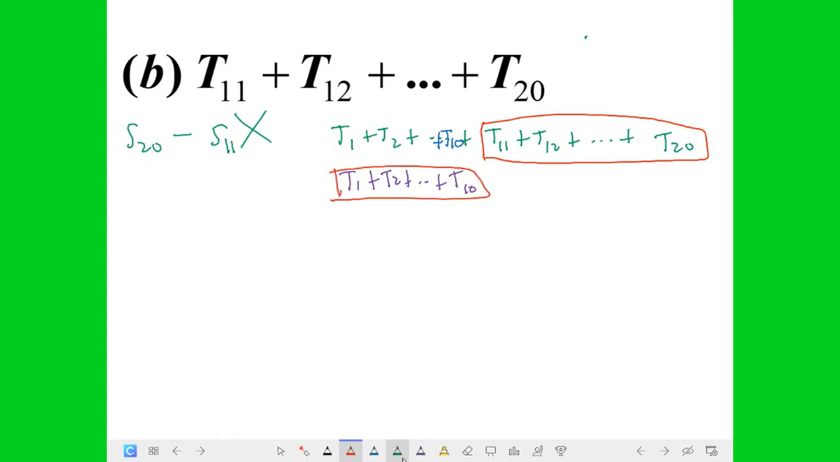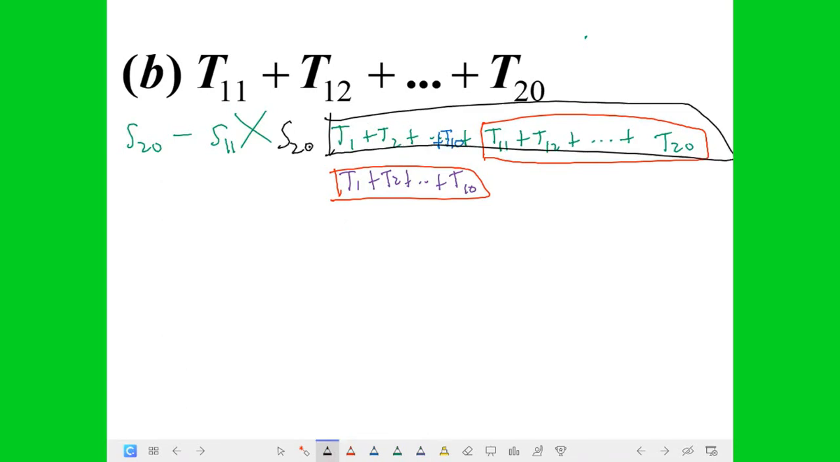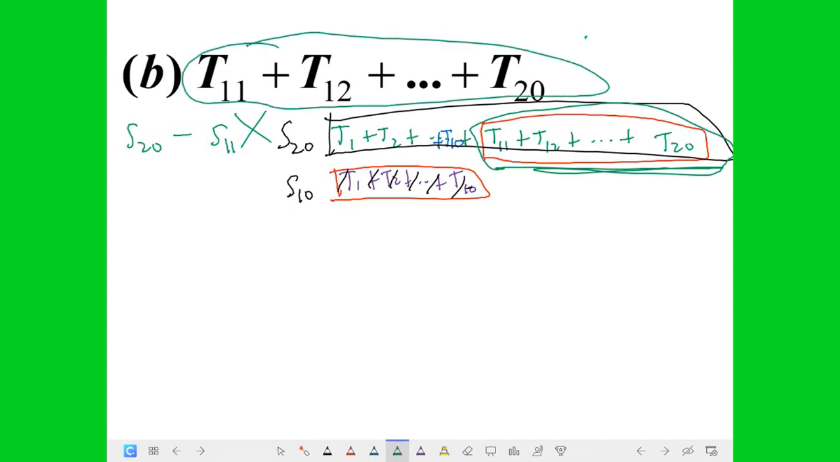Okay, maknanya ada tolak ni. So, cari semua ni. Ini S20. Tolak yang merah ni, S10. So, kita akan dapat result yang ni. Okay, dapat T11 sampai T20. Okay, you kena cari S20 minus S10. Jadi sekarang kita substitute dalam formula.